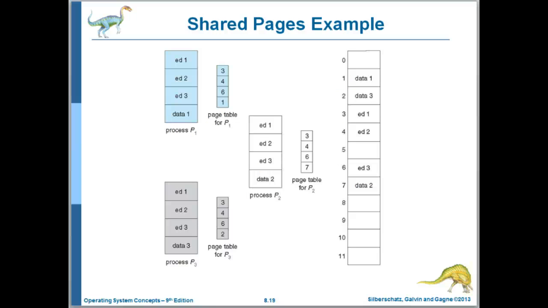So here's a small example. We have 3 processes running an editor program that requires three pages. So there are the editor, editor, and then looking at the page tables for these 3 processes, you can see that those pages that the editor are using are being mapped into the same frame, but that the data being edited for each process is mapped into a unique frame.